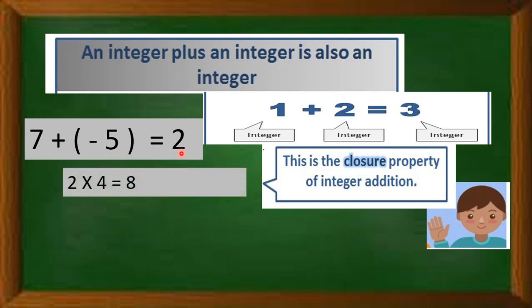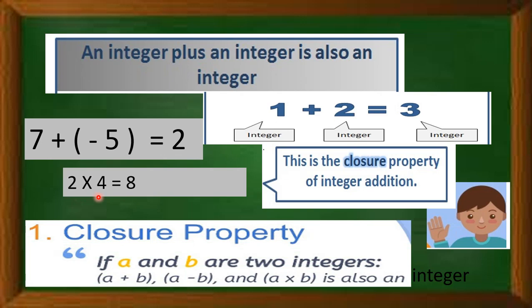This happens with multiplication also. If we have two integers 2 and 4, the multiplication of those two integers is 8. 8 is an integer. Now, closure property says that if we have two integers a and b, then a plus b, the addition of the two integers, a minus b, the subtraction of two integers, and the multiplication of two integers are also integers.